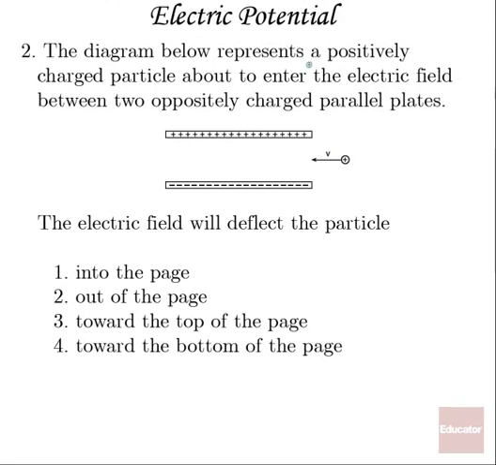Number 2, the diagram below represents a positively charged particle about to enter the electric field between 2 oppositely charged parallel plates. The electric field will deflect the particle. Well, let's think about it. A positive charge is going to be attracted to the negative and repelled by the positive, so it's going to get deflected that way, toward the bottom of the page. Correct answer, number 4.